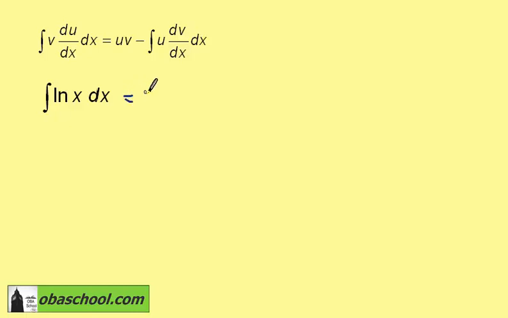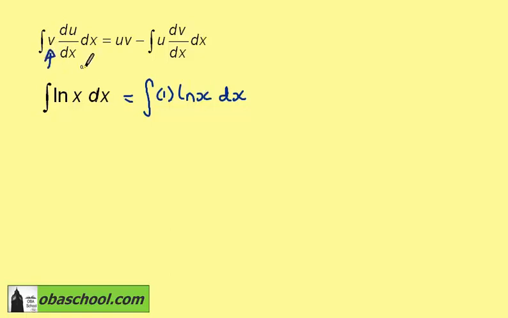Quite simply, what we do is write it as the integral of 1 times the log of x with respect to x. We know that when we multiply anything by 1, it remains the same. So 1 times log x is log x.